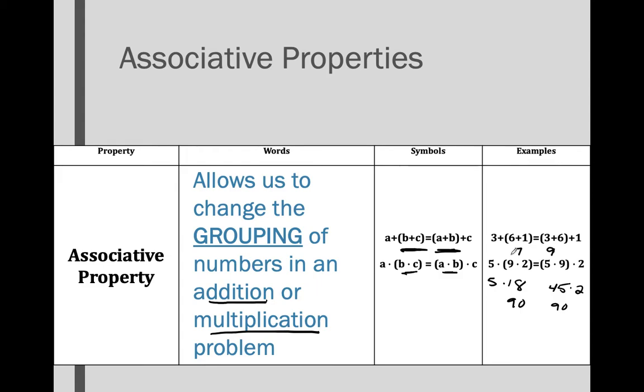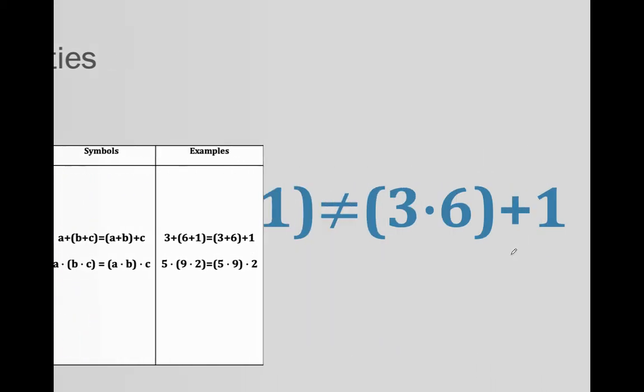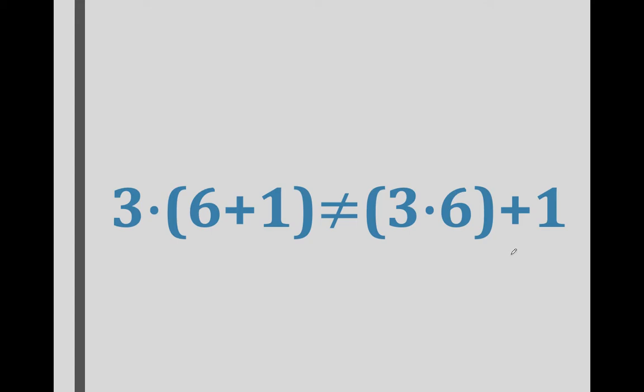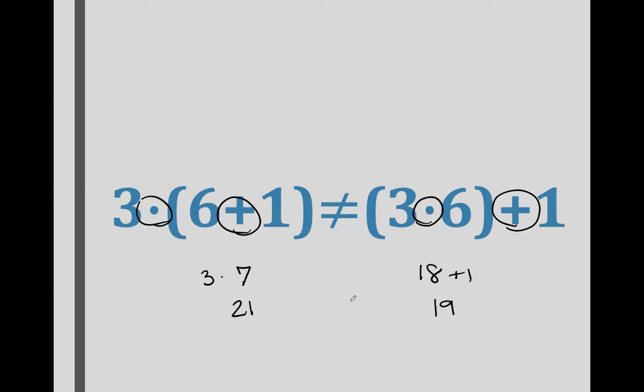That is the associative property. Again, just to reiterate, this does not work if there is a combination of operations, multiplication and addition combined. This is not true. So just to show you, 6 plus 1 is 7, 3 times 7 is 21. Over here, 3 times 6 is 18, and 18 plus 1 is only 19. So these are not the same.